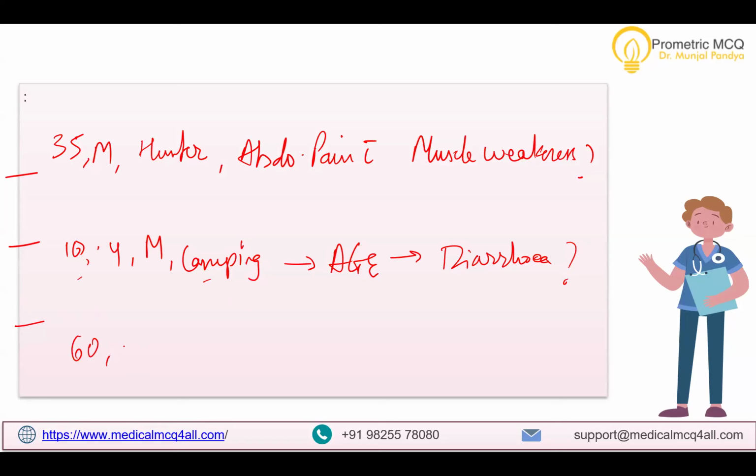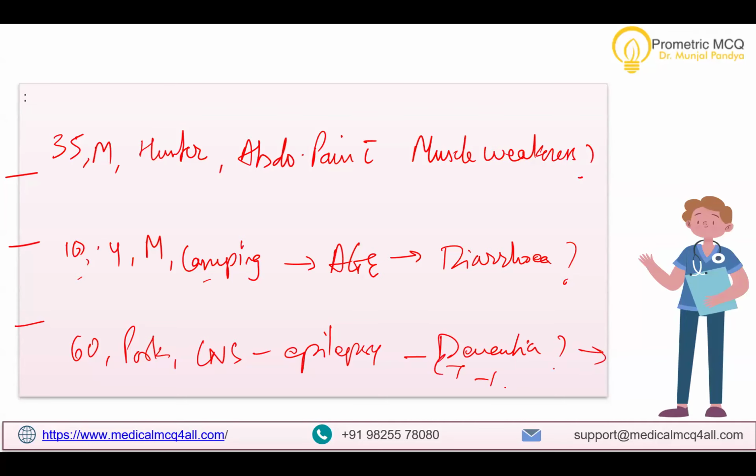A 60-year-old man who consumed pork has CNS symptoms, has epilepsy, and dementia. CT shows a brain lesion. What can it be? Taenia infection. Yes, Taenia, right. So what will be the drug of choice for Taenia? Praziquantel. Very good. Steroids later; first praziquantel.